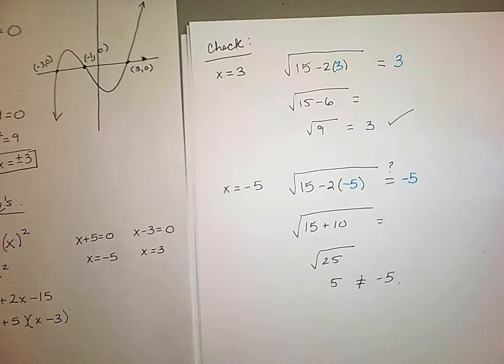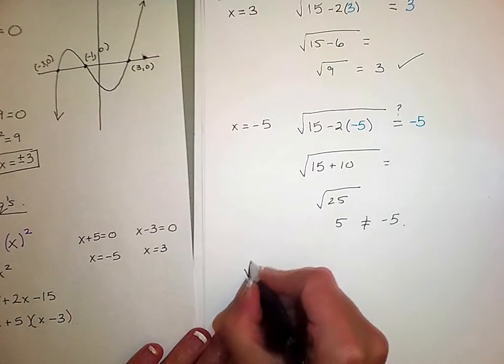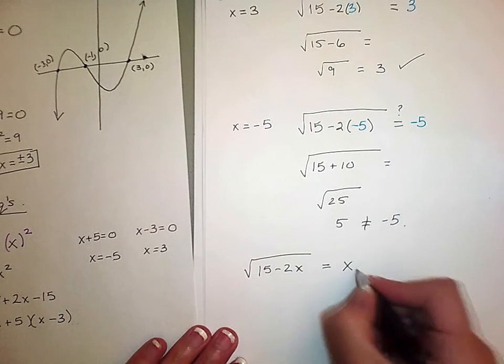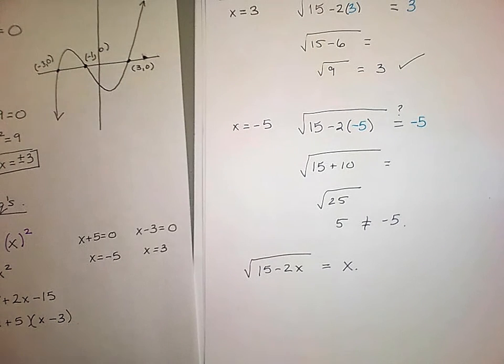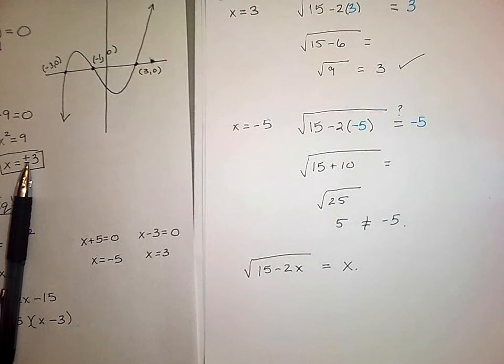Okay. And a way I really like to do that is to do it graphically. Okay. So where is our original equation? Our original equation is the square root of 15 minus 2x is equal to x. So I'm going to put this in Desmos. Let me pull that up so we can look at this very quickly.